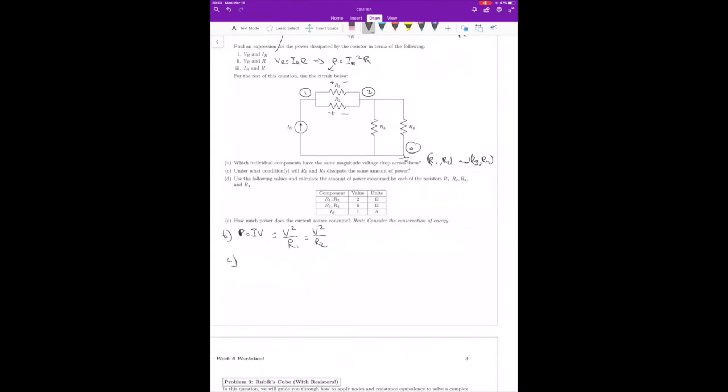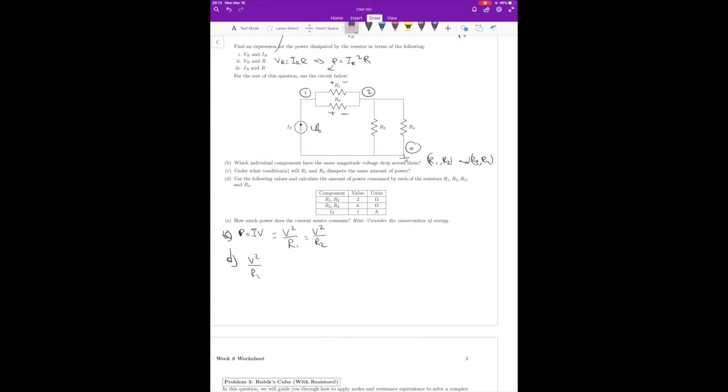Let me do part C. Oh, that's part C. Let me do part D. So we're going to calculate the amount of power. This is just going to be some sort of plug and chug. So for R1, we say the power is V squared over R1. Oh, so they gave us the current source value now. So we're going to use that, 1 amp.